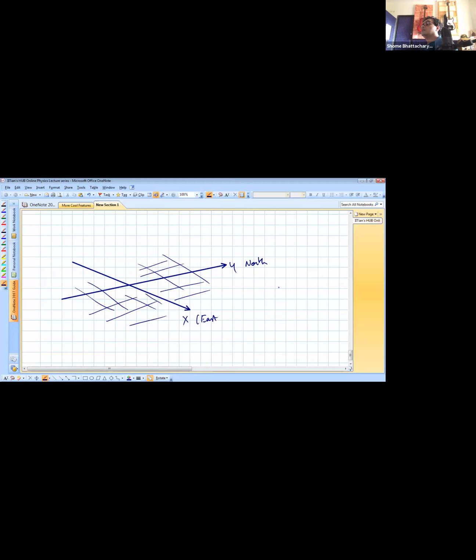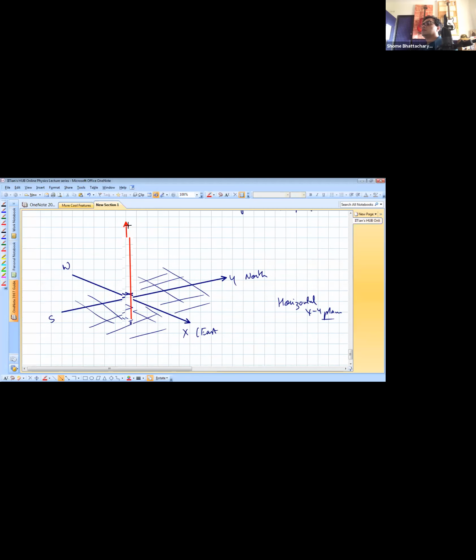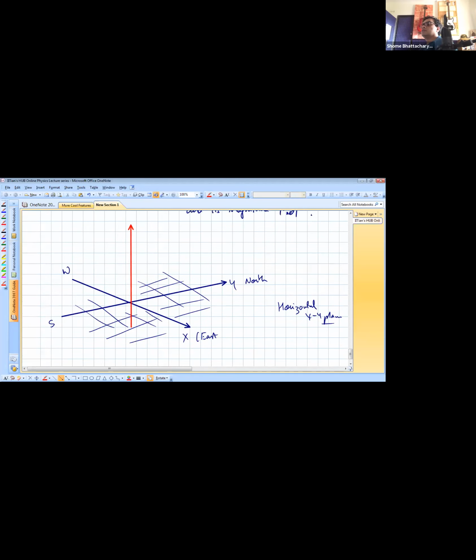So the XY plane is the horizontal XY plane. So south is here and west is. Now in this diagram, my vertical axis would look like this. It would be cutting this plane perpendicularly. This is what my vertical axis is. So this is what my Z axis would look like. This is vertical. So gravity would be pointing downwards like this. So this angle is 90, this angle is 90.